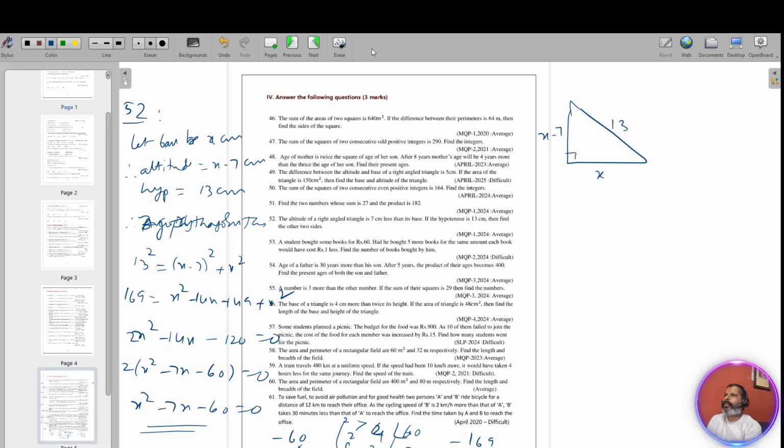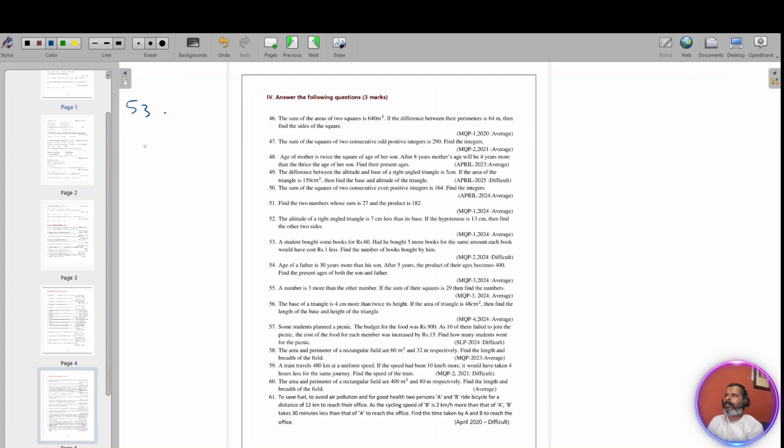We'll move to the next question. Okay, this I'll solve quickly. A student bought some books. So number of books, X, bought for rupees 60. Cost of each book is what? 60 by X. Then if he bought 5 more books, means X plus 5, the cost would have been 1 rupee less, means 60 by X plus 5 will be the cost of each book. Therefore, 1 rupee less according to given.